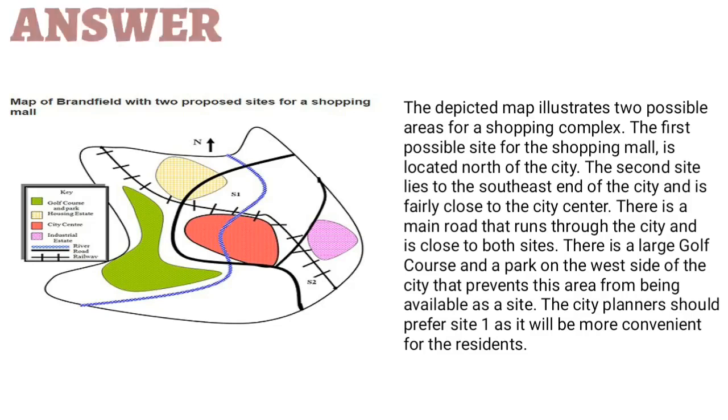There is a large golf course and a park on the west side of the city that prevents this area from being available as a site. The city planners should prefer Site 1 as it will be more convenient for the residents.